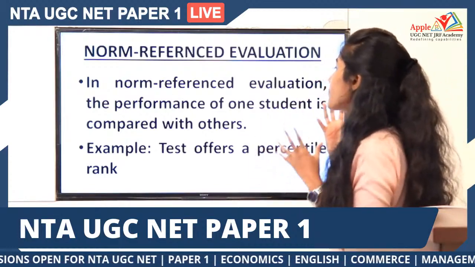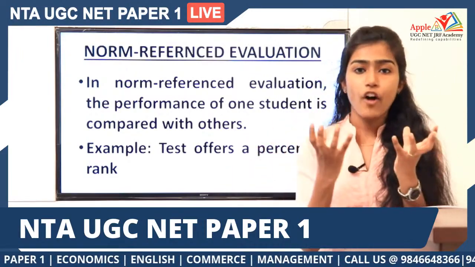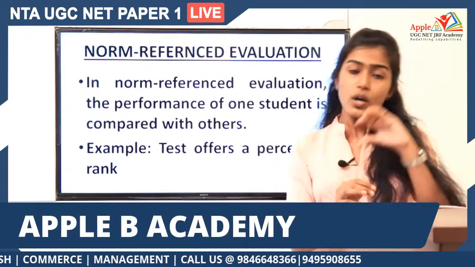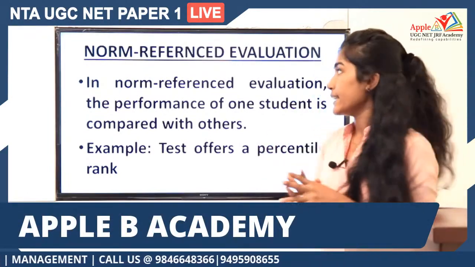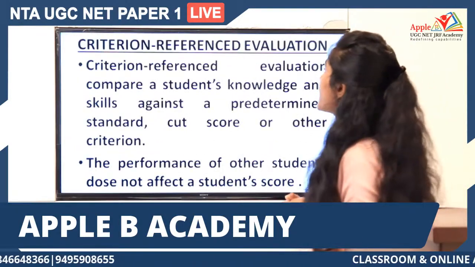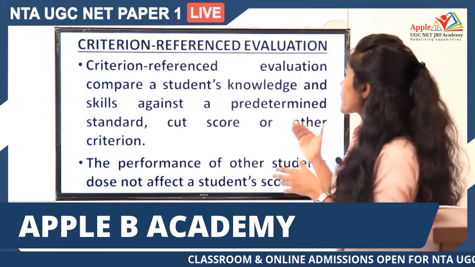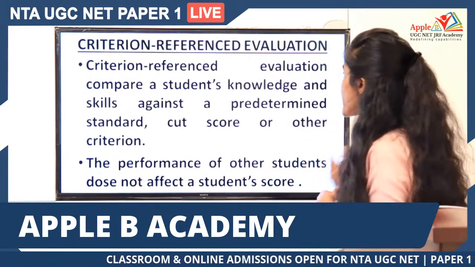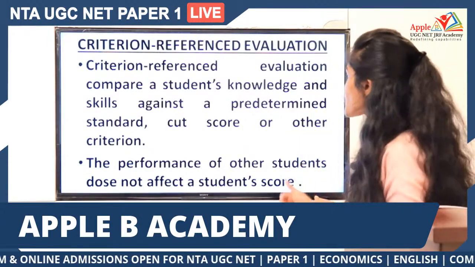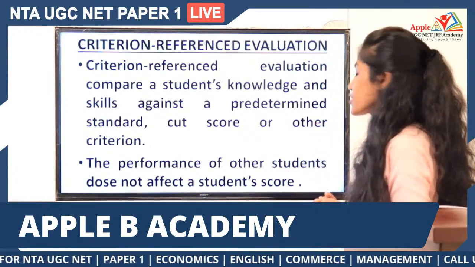Norm-referenced evaluation, the performance of one student is compared with others. So, performance of students are compared. The performance of a student is compared to another student. So, that is the basic idea of norm-referenced evaluation. Now we have the criterion referenced evaluation. Criterion referenced evaluation compares students' knowledge and skills against a predetermined standard, cut score, or other criterion. The performance of other students does not affect the student's score.